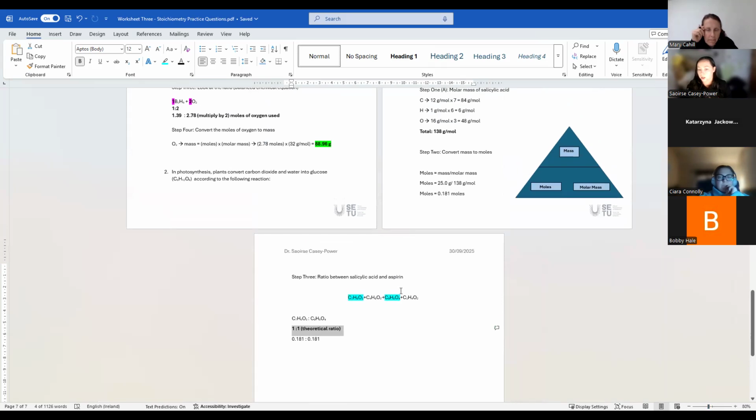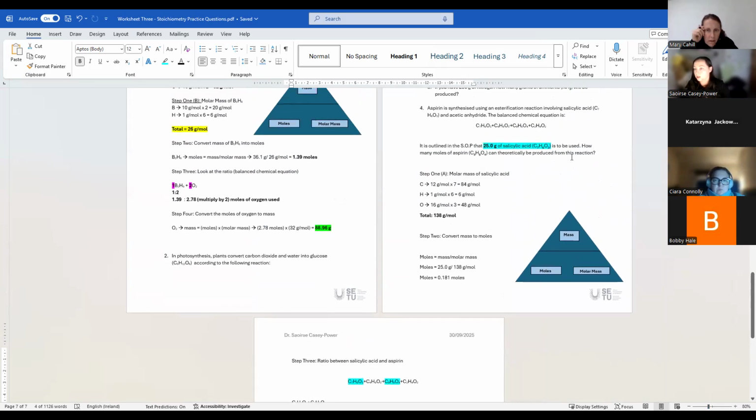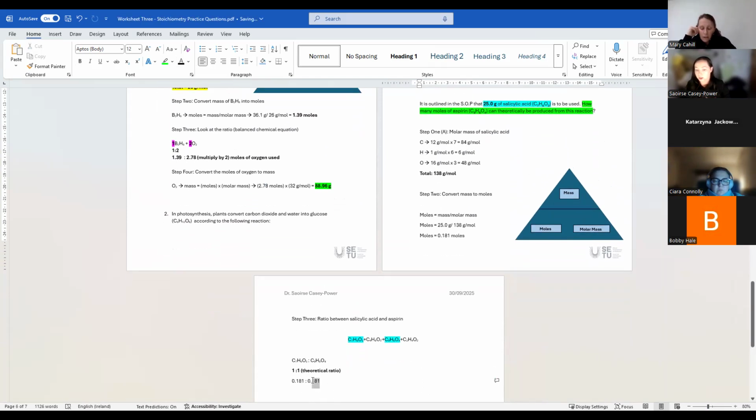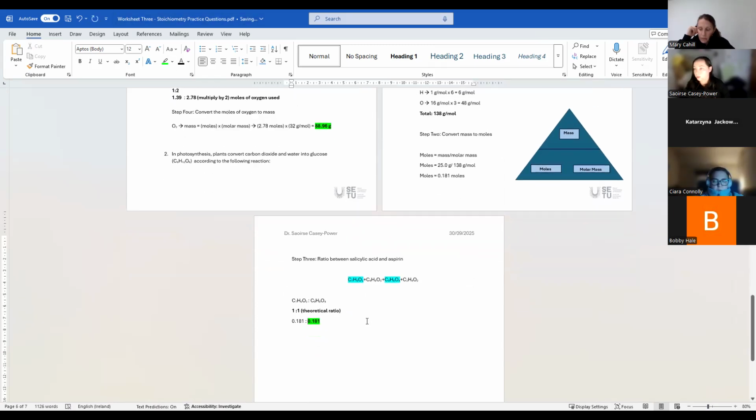Okay, and that actually answered that question for us there. Okay, because it says how many moles of aspirin can theoretically be produced in this reaction. So we've answered that question. Okay, so that is your final answer of 0.181 moles.